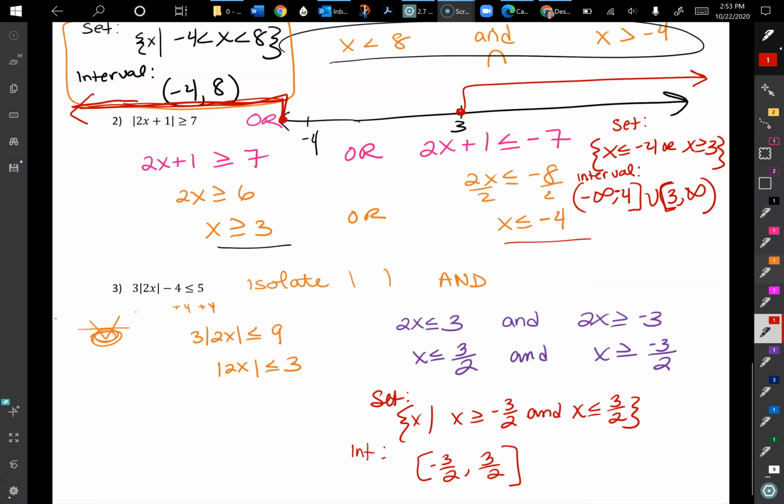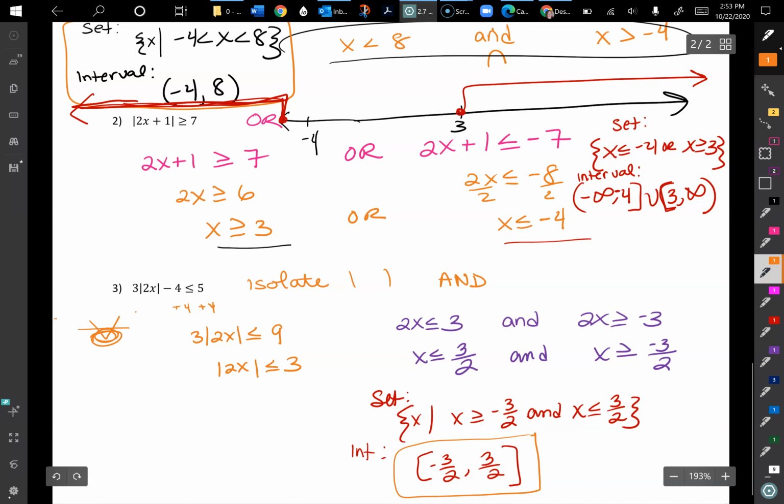So here's the answer for that. You should get from negative 3/2, including that, so a squared off bracket, or include the equal symbol, up to including 3/2. So that's your answer for number 3. I'll show you the graph with that one also.